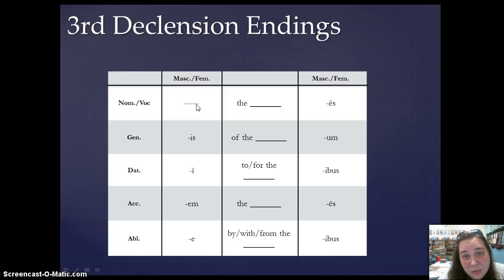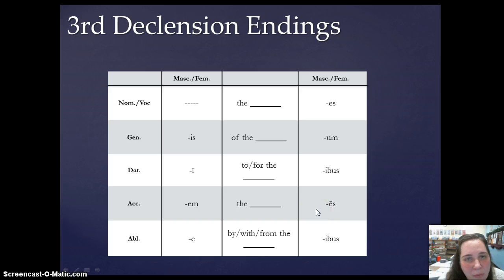It's just a blank. It's whatever the first word in the dictionary entry is. Once you get your noun base, you're going to add the rest of these endings in the singular and the plural onto that noun base to decline these third declension nouns, okay? The genitive is "is," dative "e," accusative "m," ablative "e." In the plural, nominative "es," genitive "um," dative "ibus," accusative "es," ablative "ibus," okay?